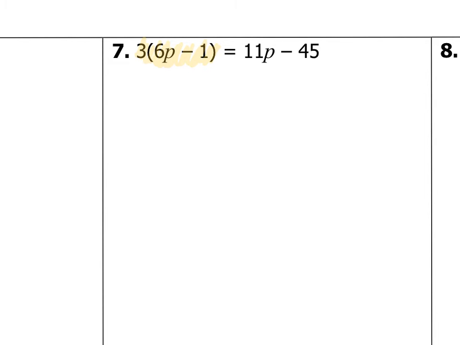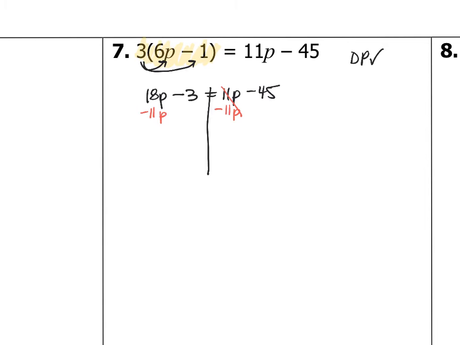So we start by the distribution of 3 into the parentheses to get 18p minus 3 is equal to 11p minus 45. Now that we've completed the distributive property on the left side, we are good to zero out one of the variables, either the left or the right. So I'm going to go ahead and zero out 11p by subtracting 11p to zero that out. And we end up with 7p minus 3 is equal to negative 45. And you should be able to finish this problem from here and get an answer for the value of p.